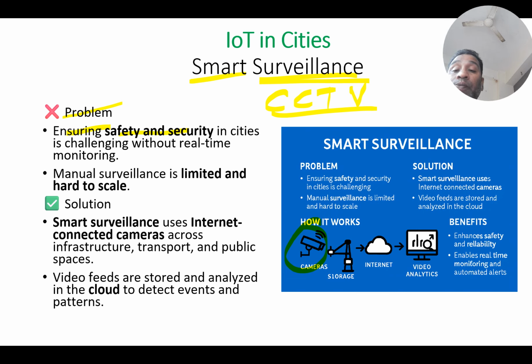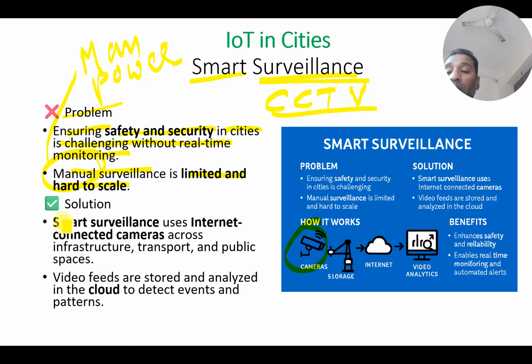Ensuring safety and security in cities is challenging without real-time monitoring, right? We need real-time monitoring, then only can we ensure it. Manual surveillance is limited and hard to scale. Manual means we need manpower, and we don't have that much manpower. Every human has their own limitations. They can't keep track of where criminal activity is going on, or check what is happening in the jatra. So what is the solution?